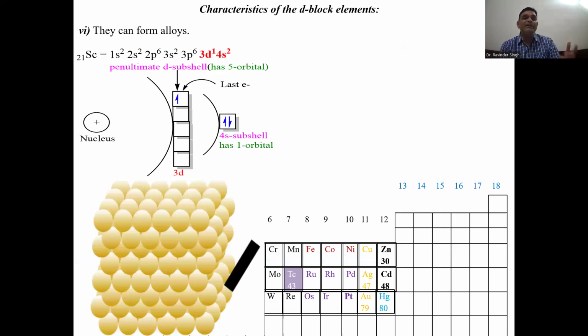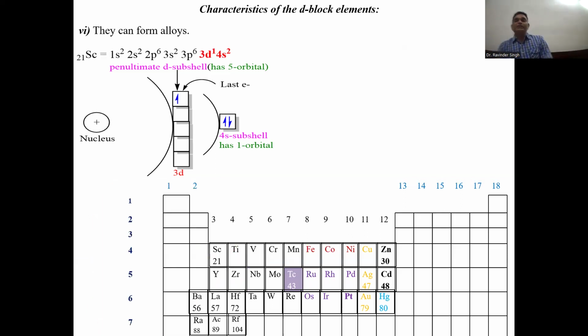Next property means they act as the alloy. They can form the alloy. Why can they form the alloy? What is the meaning of the alloy? Alloy is a homogeneous mixture of two or more metals, two or more elements. If we have the homogeneous mixture of two or more elements, that is the alloy.